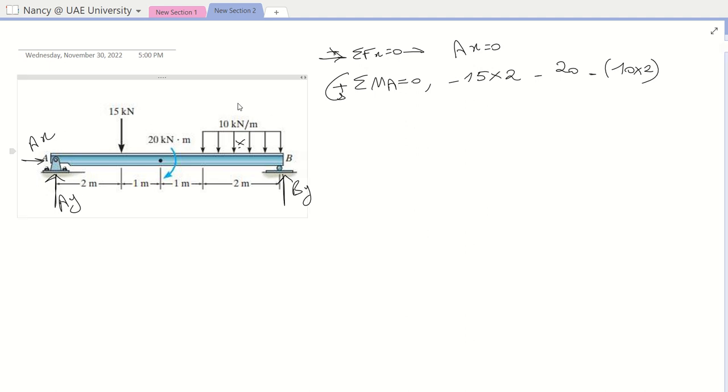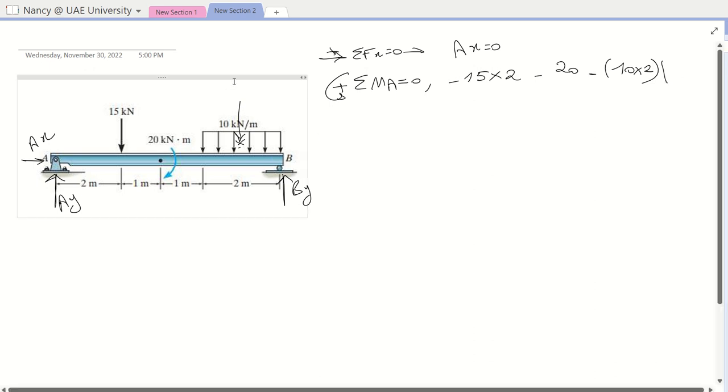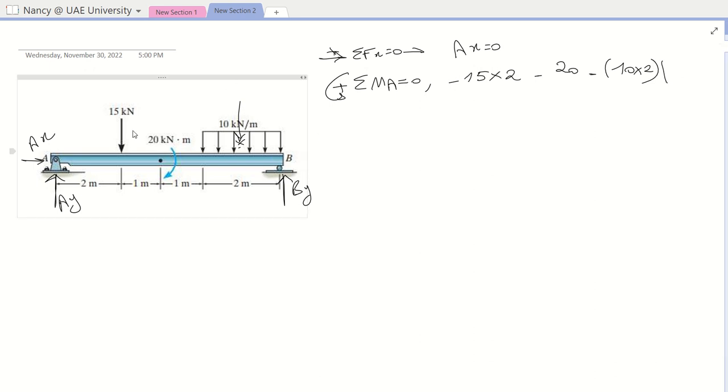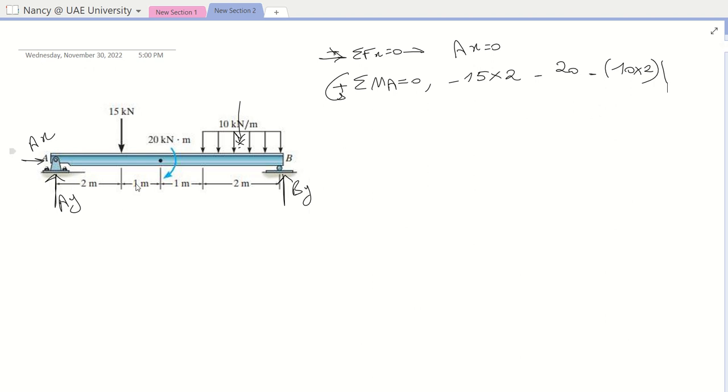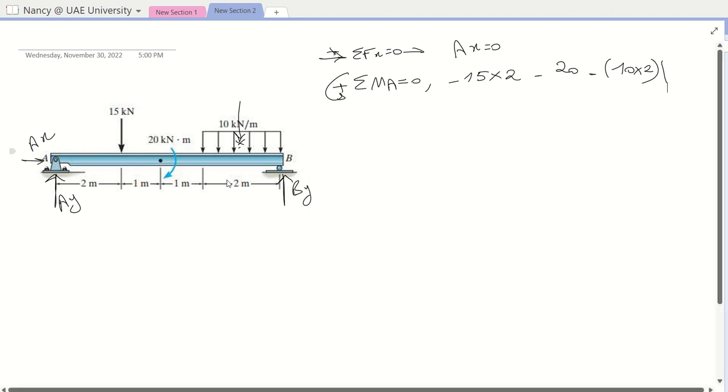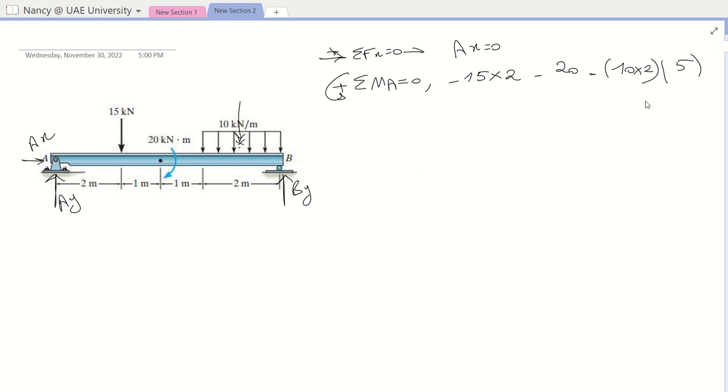The equivalent resultant force is located at the middle of the distributed load. So the distance from the equivalent resultant force to point A will be 2 plus 1, 3, 4, and 2 divided by 2 is 1, so it will be 5. Plus By multiplied by 6 is equal to 0, so in this way we can find By equals 25 kilonewton.